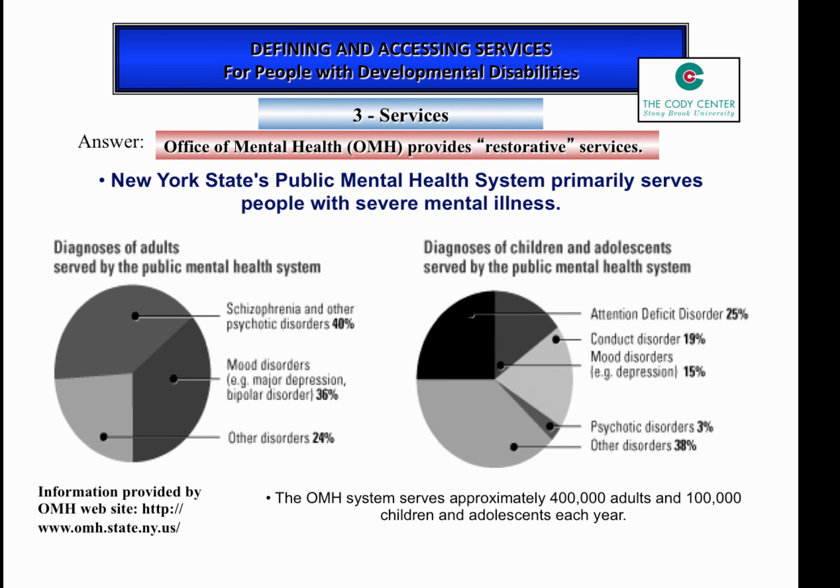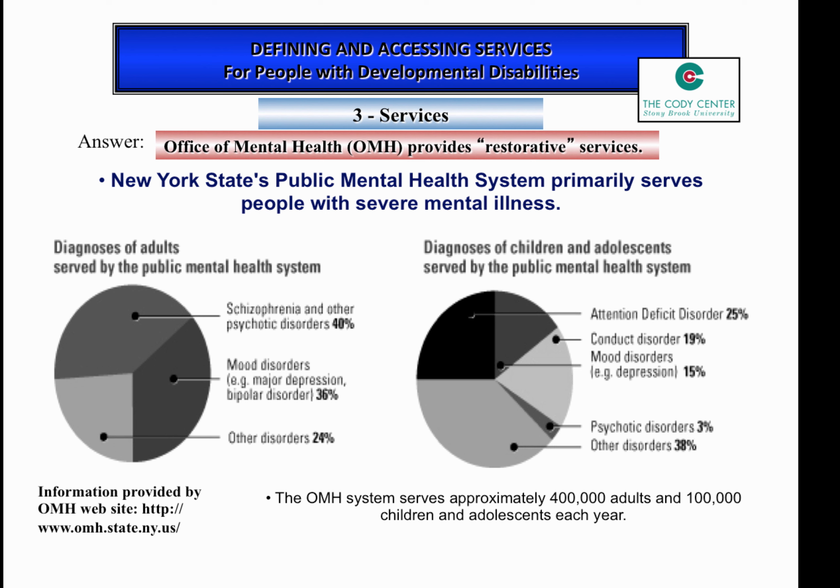You can see here that the Office of Mental Health provides restorative services, and they provide these services within the mental health system. They provide diagnosis, and you can see by these charts the percentages of the different types of diagnoses that we see within New York State's public mental health system, with the largest diagnoses being schizophrenia and other psychotic disorders that are treated by this public mental health system for adults.